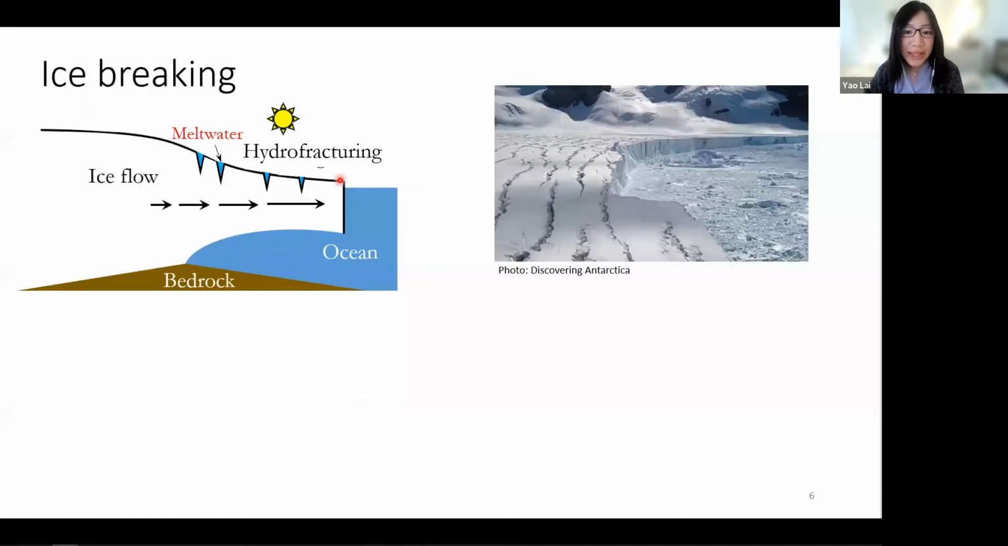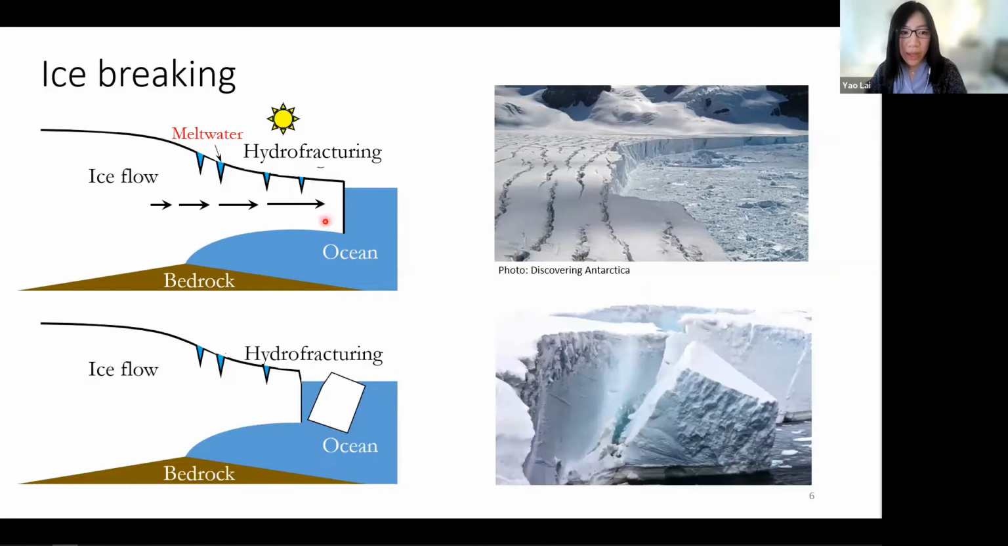And as climate warms, the ice surface can melt, and the meltwater can fill the fractures. And because water is heavier than ice, it can enhance vertical fracture propagation by hydrofracturing. And when the hydrofracture becomes unstable, it can break through the entire ice thickness and cause the retreat of the ice shelf front.